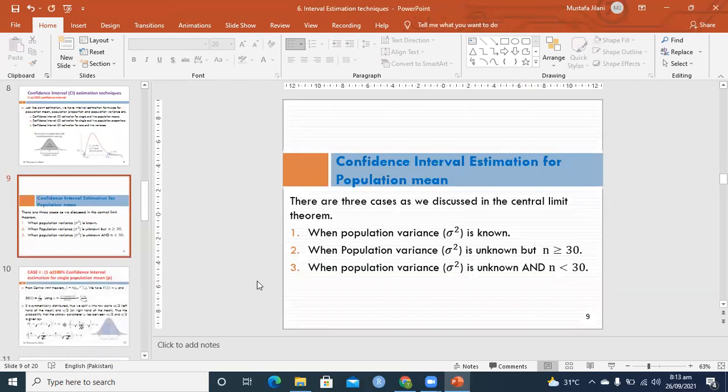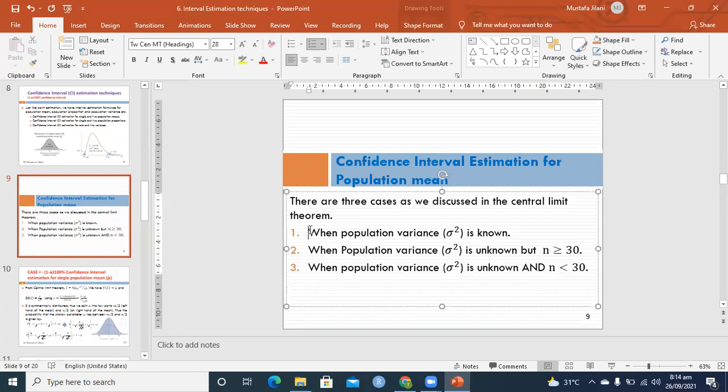Now we formally start with the confidence interval, or 1 minus alpha times 100%, like 90%, 95%, 99% confidence interval for one population mean. But there are three scenarios. In the previous class we saw that if sigma square, the population variance, is known, then we can use the Z distribution.